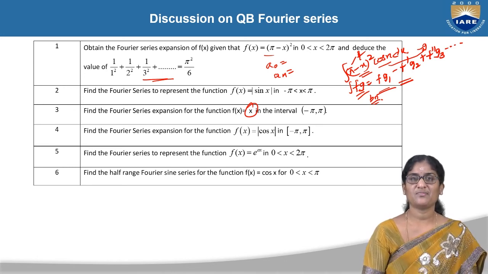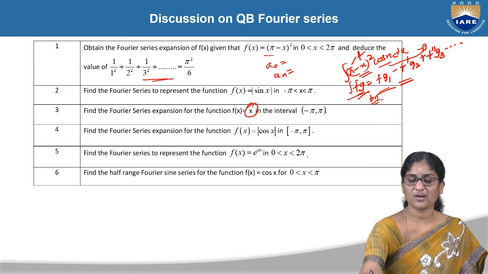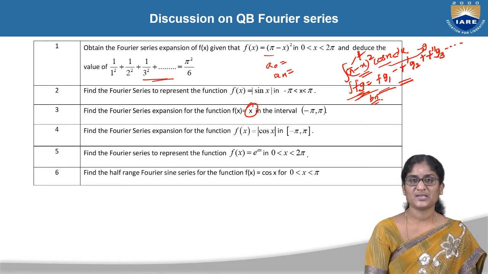What is the bn value? In the formula, 1 by pi integral from minus pi to pi f of x cos nx dx, f of x is nothing but x. So you use the same formula, integration by parts. Integral of x into cos nx dx is x into sin nx by n minus 1 into minus cos nx by n square.